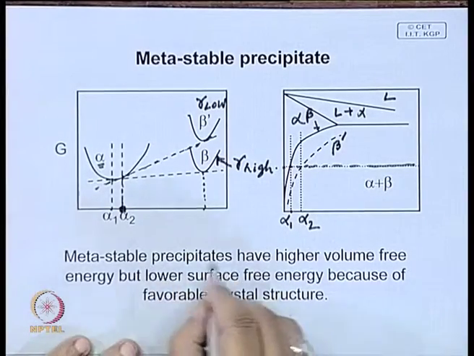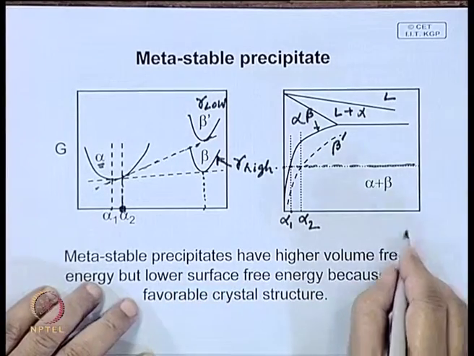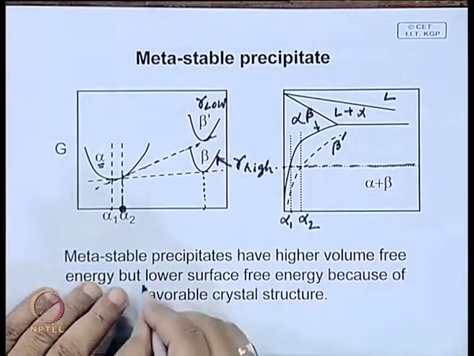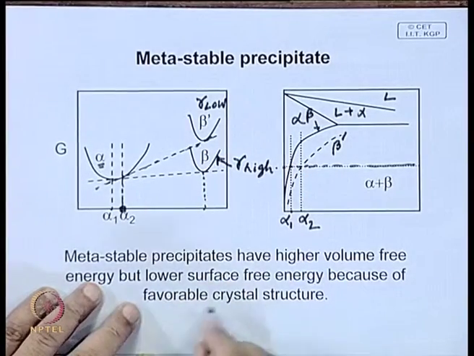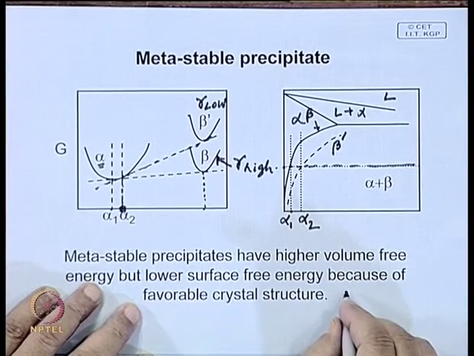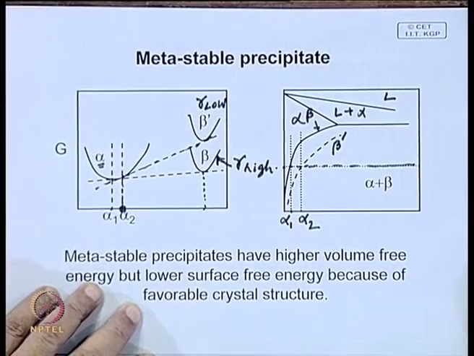So, in short, what we can say is that metastable precipitates have higher volume free energy, so in that way they are unstable, but lower surface energy because of a favorable crystal structure, and that means very good coherency or very little lattice mismatch.